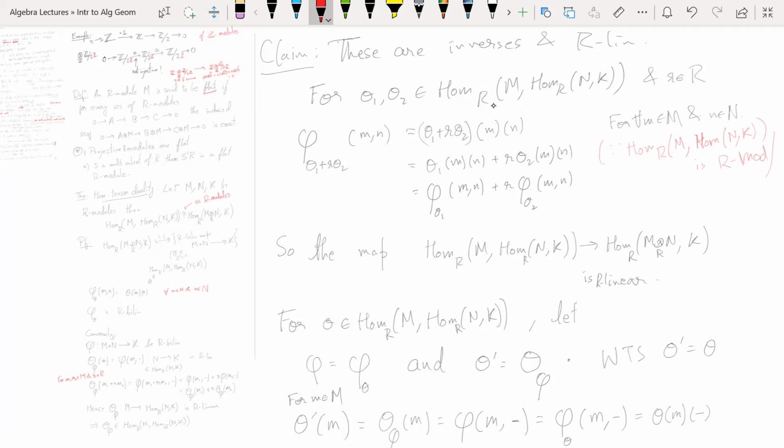From there we get that this is equal to phi theta 1 of (m, n) plus r times phi theta 2 of (m, n). Since m and n are arbitrary, this implies that phi of (theta 1 + r theta 2) is the same as phi of theta 1 plus r times phi of theta 2. So this map which we defined from Hom_R(M, Hom_R(N, K)) to the set of bilinear maps, and then to Hom_R(M tensor N, K), is R-linear. That's what this proves.